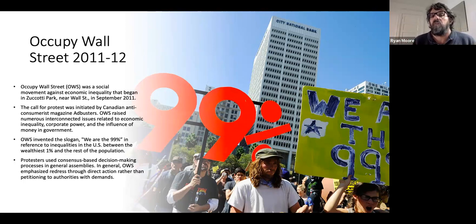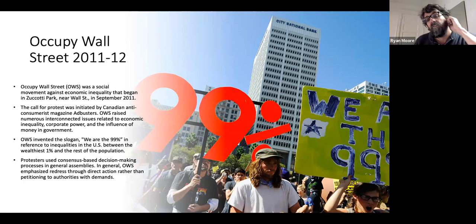Occupy was a coalition of various groups that had different concerns, but they were all centered around these economic questions of inequality, the power of corporations, the power that wealthy people have over the government. All of these were interconnected insofar as they were looking at the adversary of international capitalism and its power over the so-called 99%. So this is where the slogan, "We are the 99%," comes from, in reference to these inequalities in the U.S. between the wealthiest 1% and the rest of the population.